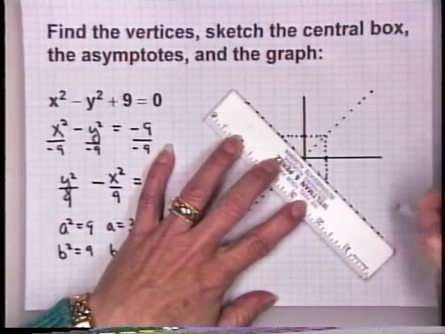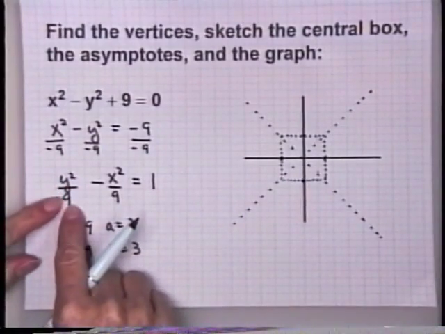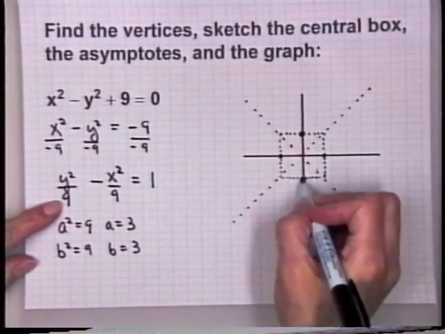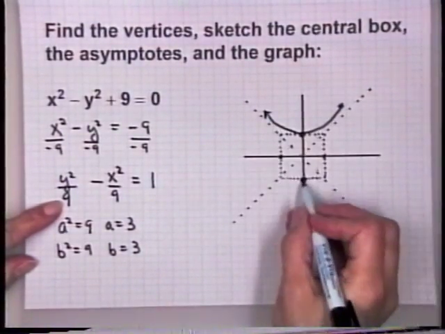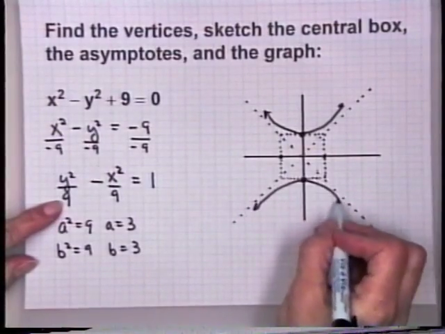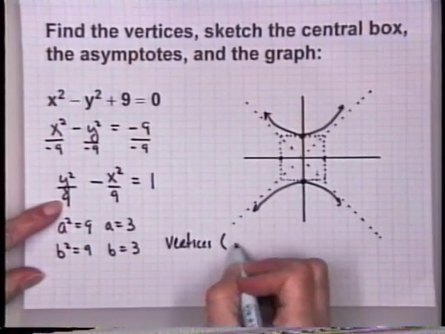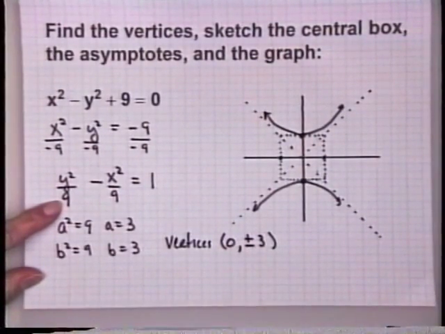Now, which one of these places was my vertex? Since my y squared is my positive term, my vertices are on the y-axis. So my vertex points would be on the y-axis here and here, and my hyperbola will be a vertical opening hyperbola like this. So my vertices will be at the point x coordinate 0, y plus or minus 3. Okay?